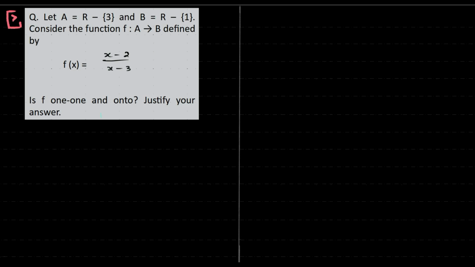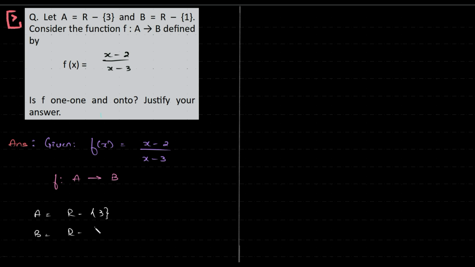We have the function. The following things are given. F of x is equal to (x minus 2) divided by (x minus 3), mapping set A to set B. Set A is made up of real numbers excluding 3, and set B is made up of real numbers excluding 1. We have to check if it's one-one and onto. Justify your answer. Now, we'll start off with one-one.